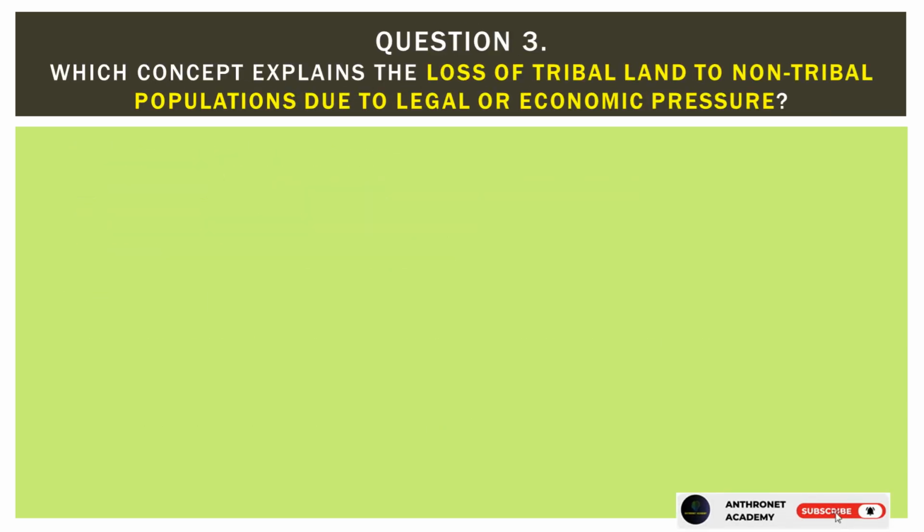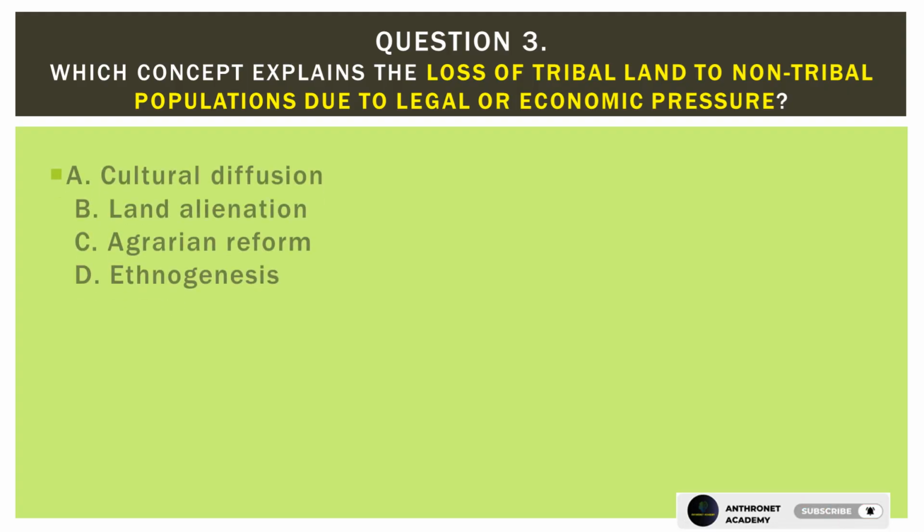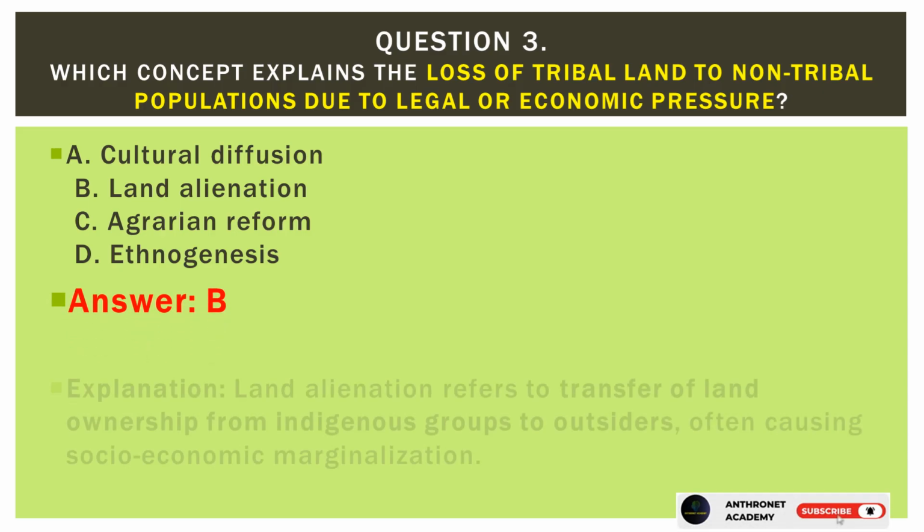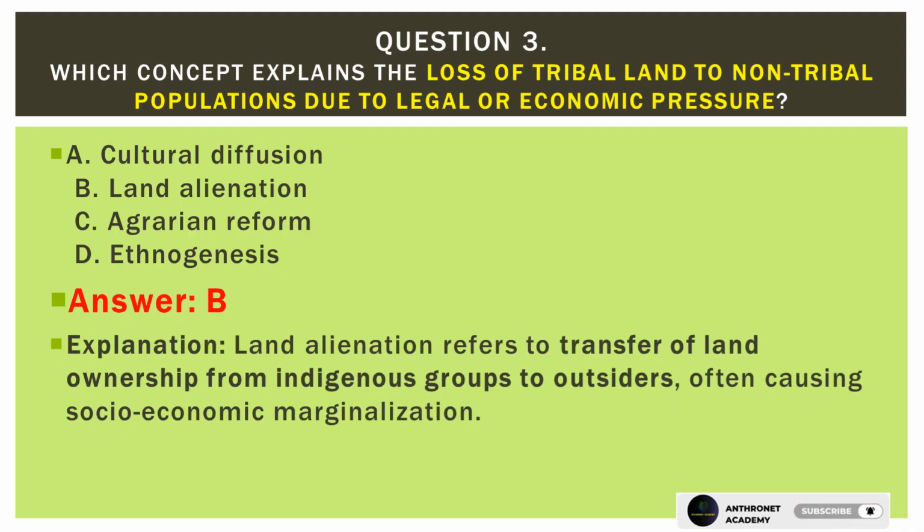Question 3. Which concept explains the loss of tribal land to non-tribal populations due to legal or economic pressure? A. Cultural diffusion. B. Land alienation. C. Agrarian reform. D. Ethnogenesis. Answer, B. Explanation. Land alienation refers to transfer of land ownership from indigenous groups to outsiders, often causing socio-economic marginalization.